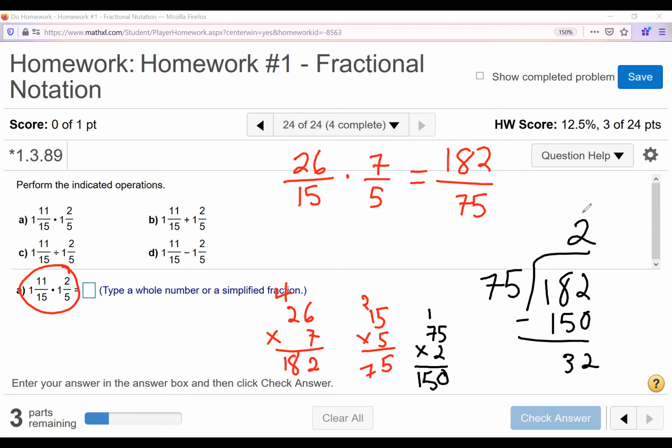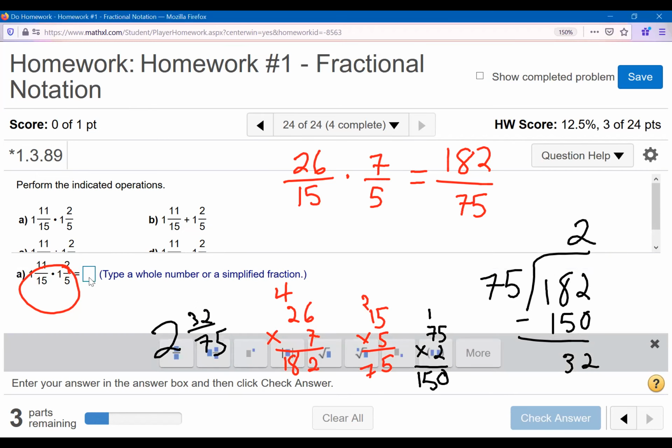Okay, so it looks like we're getting 2 32/75. 2 32/75. Okay, let's try that. That's part A, multiplying. 2 32/75.